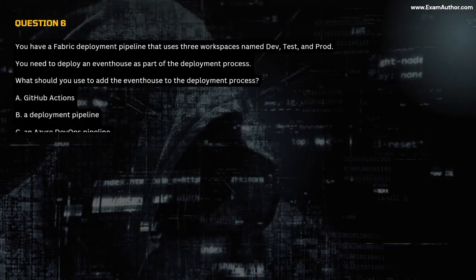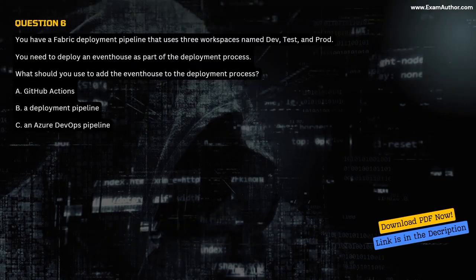Question 6. You have a Fabric deployment pipeline that uses 3 workspaces named Dev, Test, and Prod. You need to deploy an event house as part of the deployment process. What should you use to add the event house to the deployment process? A. GitHub Actions. B. A deployment pipeline. C. An Azure DevOps pipeline. Correct answer B. A deployment pipeline. Explanation.